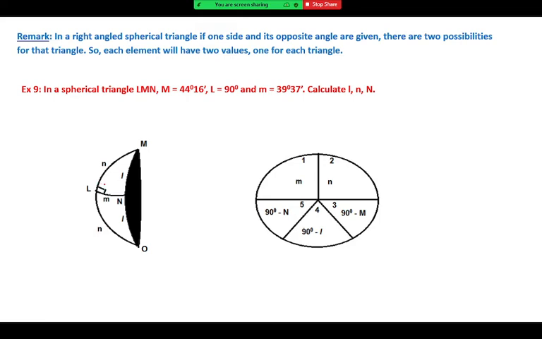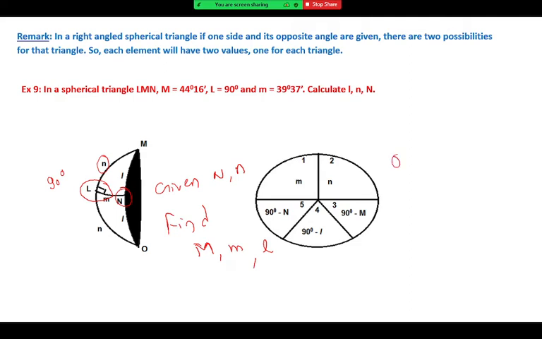The most important thing is that it should be a right angle triangle. So this is the 90 degree. Suppose small n and capital N are given, and the question is to find capital M, small m, and L.